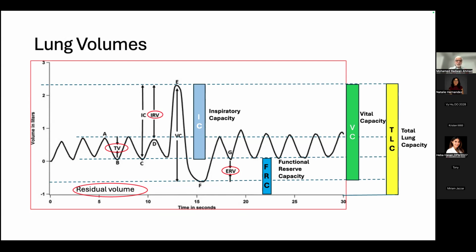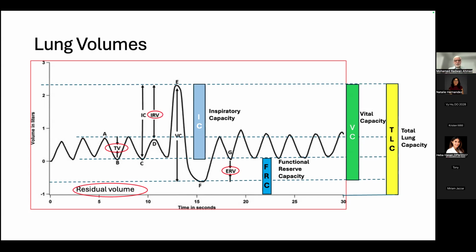And the capacities are just like a summation of these volumes, this volume plus this volume, like the tidal volume plus the inspiratory reserve volume, we call it inspiratory capacity. So you can just calculate this from tidal plus inspiratory reserve volume equals inspiratory capacity. It's confusing, but it's this way. Okay. The most important capacity here is the vital capacity. That's the one we use in the spirometer and everything.